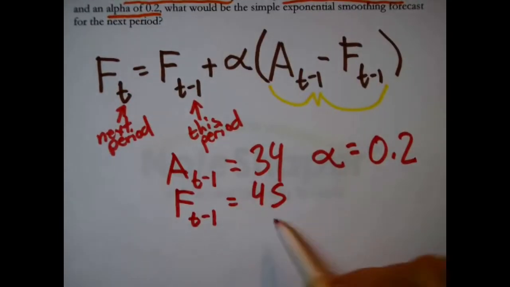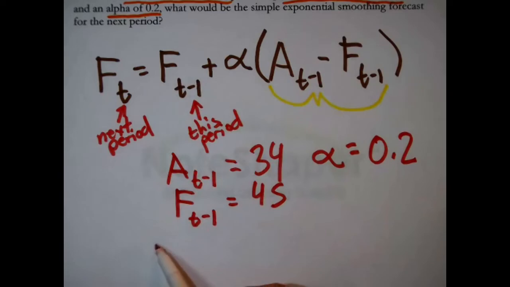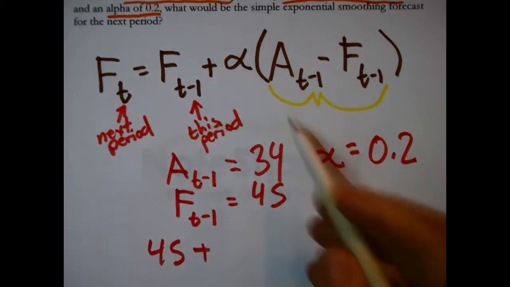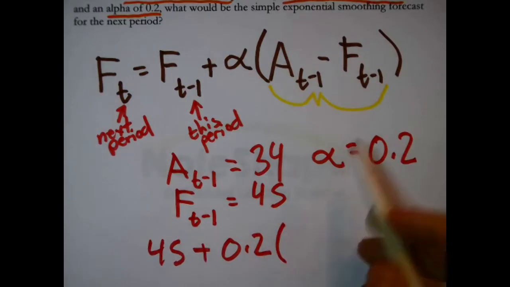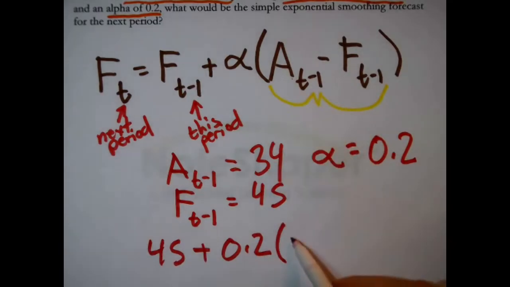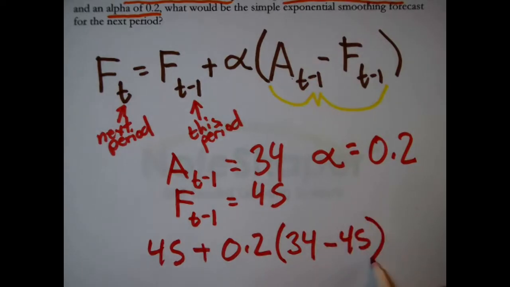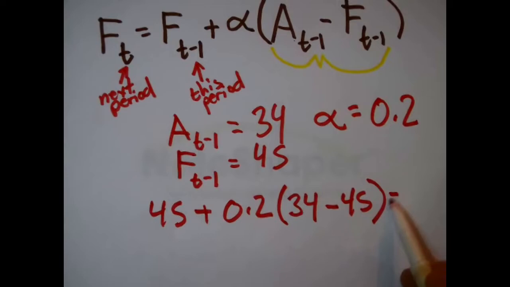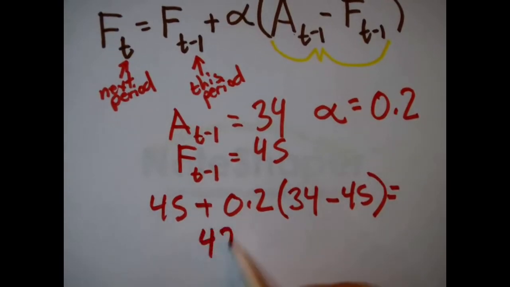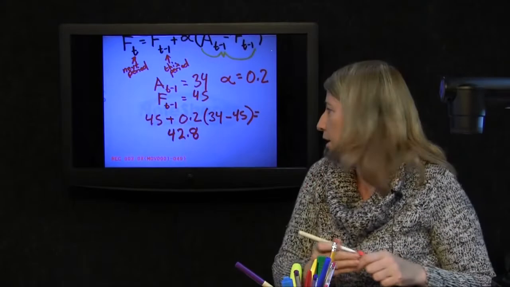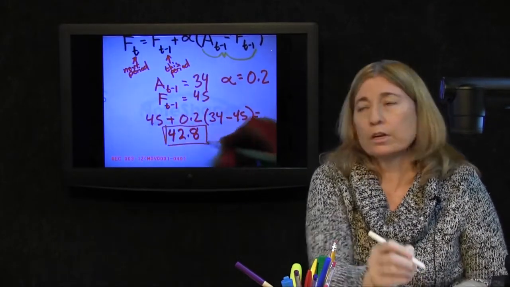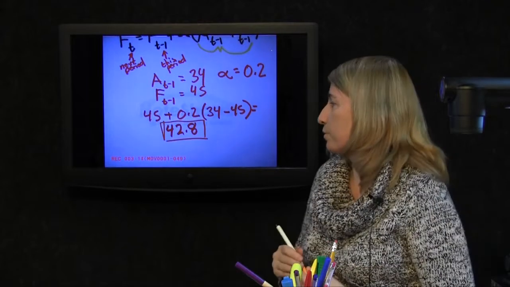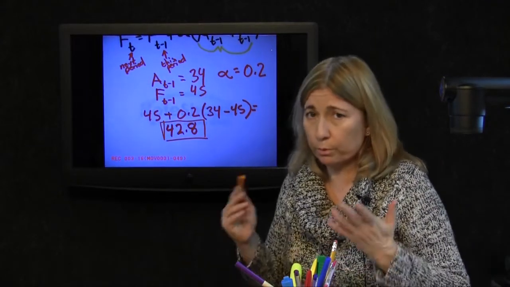Because we would just say, okay, this would be the 45 plus alpha 0.2 times this is the actual 34 minus the 45. That comes out to, I get 42.8. That's the answer to this problem. Using simple exponential smoothing in this situation, your forecast for the next period would be 42.8.